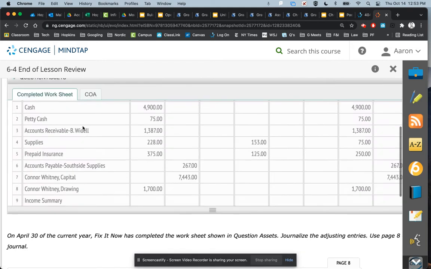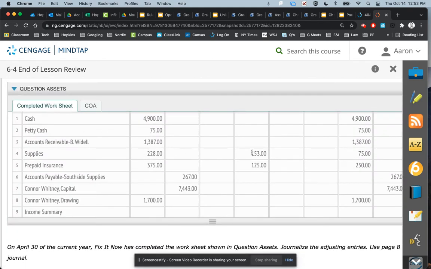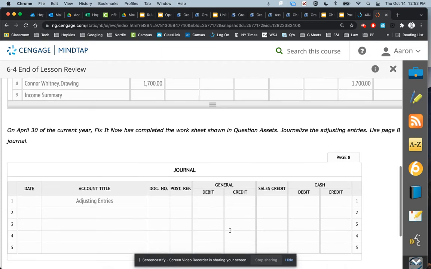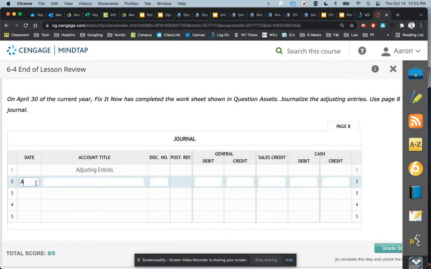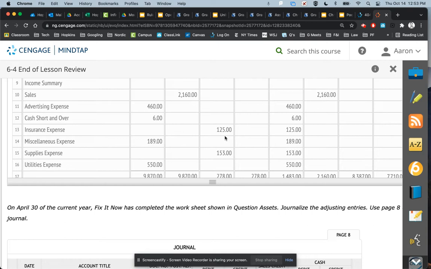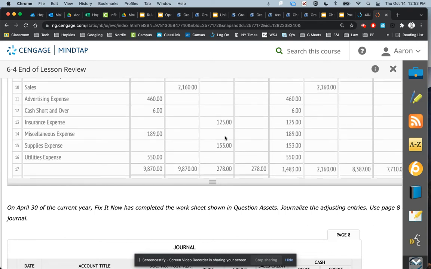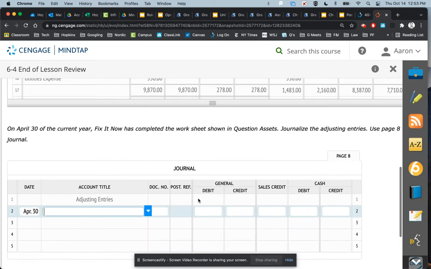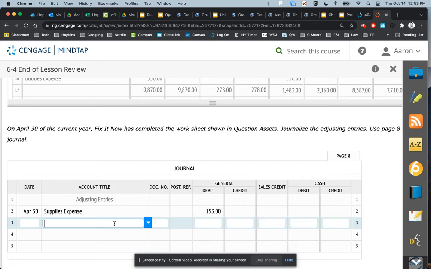We have to journalize the adjusting entries that we had made. We made one adjustment to supplies and one to prepaid insurance. So start off with the date, April 30. The first one we're going to do, we're working in the adjustments column. Find our debits first. Supplies expense, a debit for 153. And then our credit was supplies, the asset account, and that got a credit of 153.